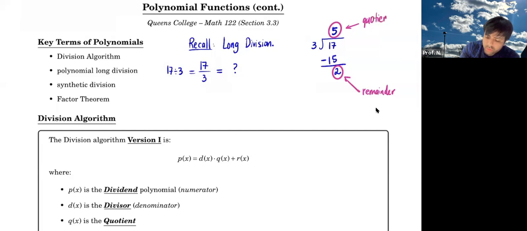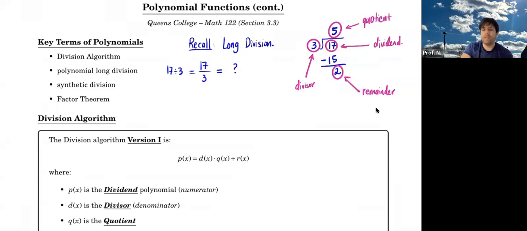The quotient. What does 3 represent? The 3 represents the divisor. And then what does 17 represent? 17 represents the dividend. Okay, so this is important.